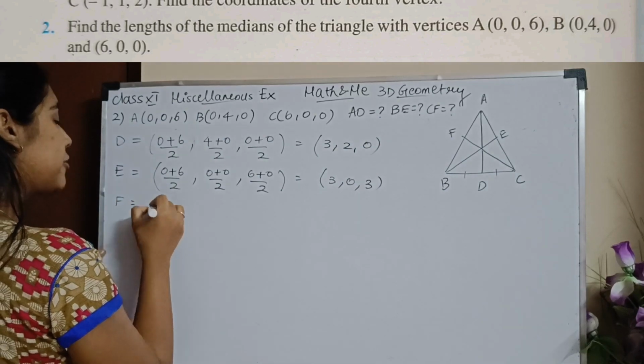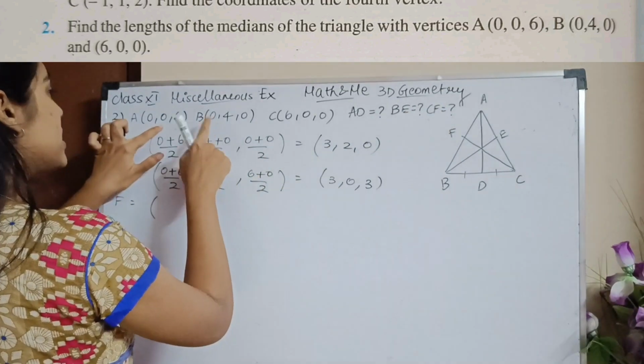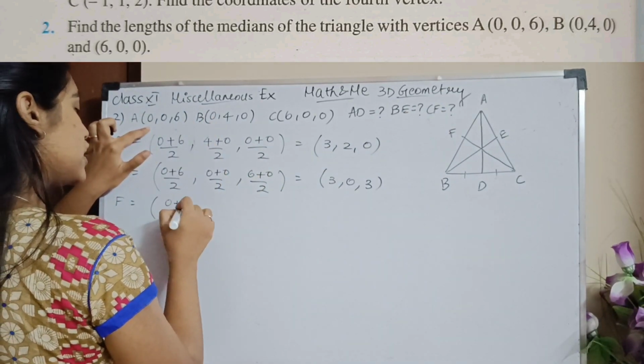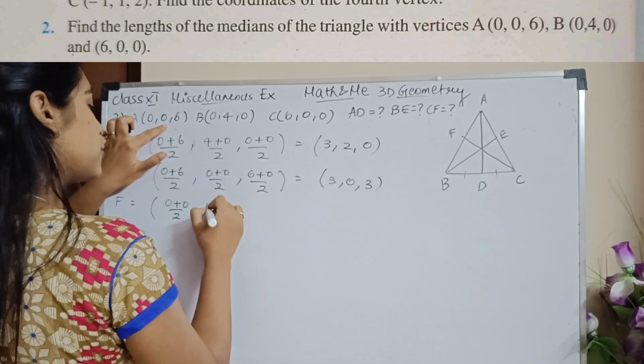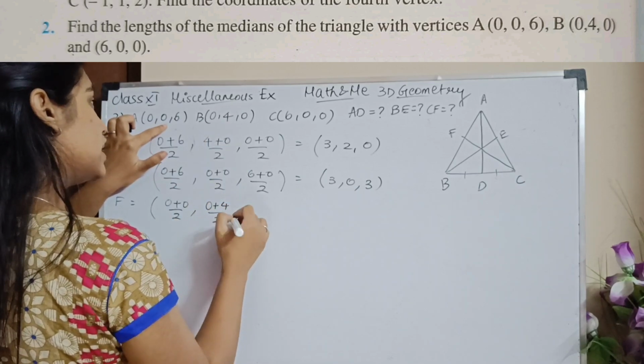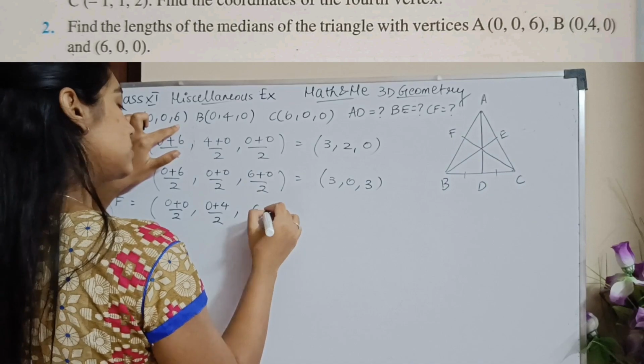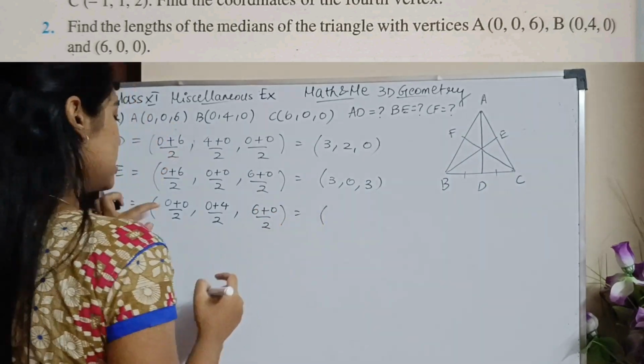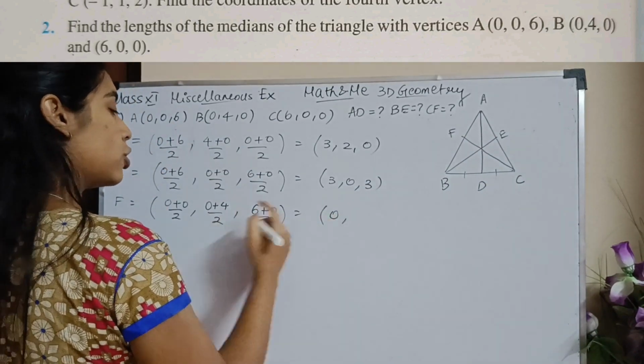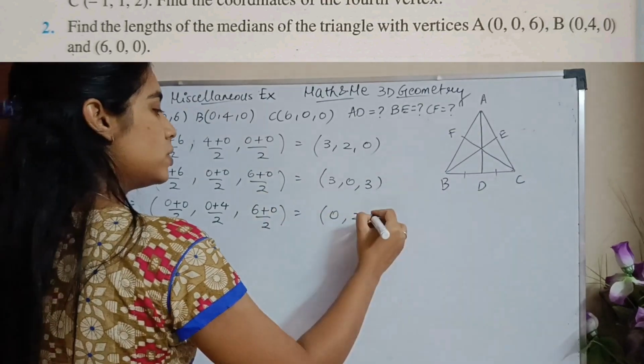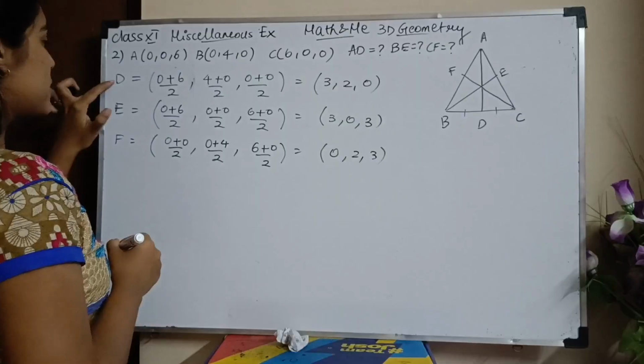What are my coordinates of F? F is the midpoint of AB. So these two. So it will be 0 plus 0 divided by 2, 0 plus 4 divided by 2, 6 plus 0 divided by 2. So what will this be? 0 by 2 is 0, 4 by 2 is 2, 6 by 2 is again 3. Now I found my coordinates of D, E, F.